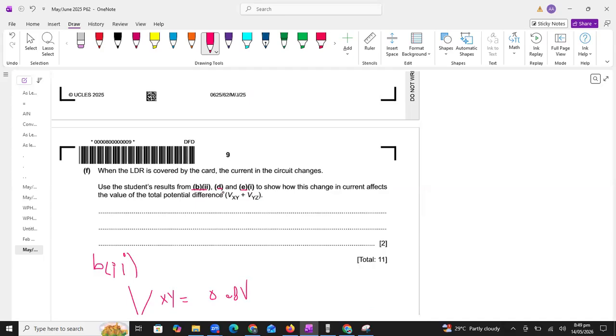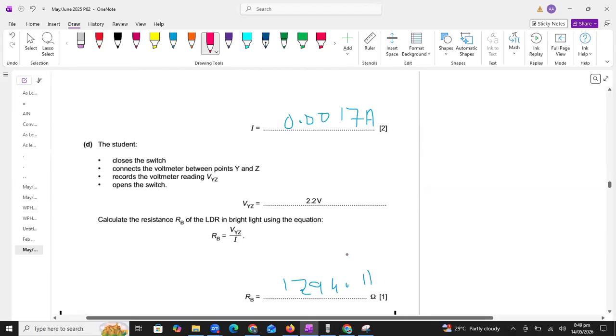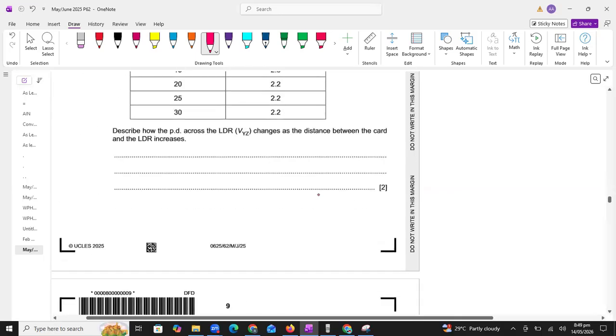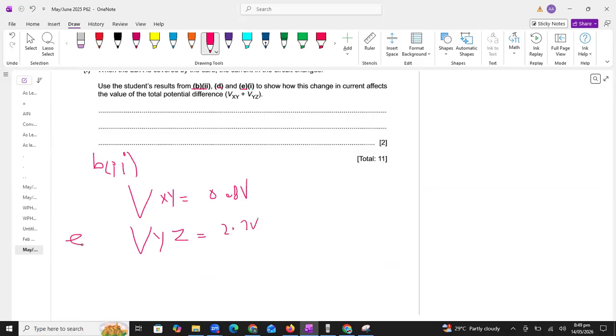All right, now we have to record the reading of part D as well. Where is part D? This one. So you can see the voltage across the YZ is 2.2 volt when the bright light is shining on it. So this is the voltage across the LDR. So let me write here. Voltage across the YZ is, for each one students, 2.2 volt. So this is the value we have taken from part D.